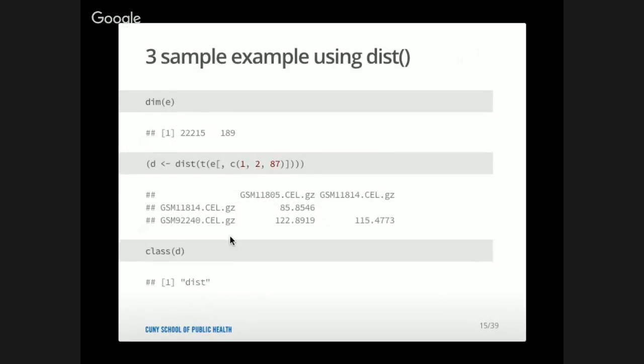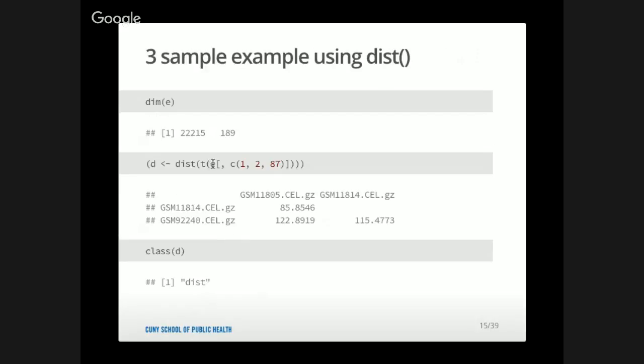There is also a built-in function for doing this. It's called dist. And dist is a very important function in R that I have used many, many times. It is convenient because it will operate on your entire matrix. So rather than, since we have 189 samples, having to write a loop that repeats this calculation for every pair, you can just provide your entire matrix and it will do it.